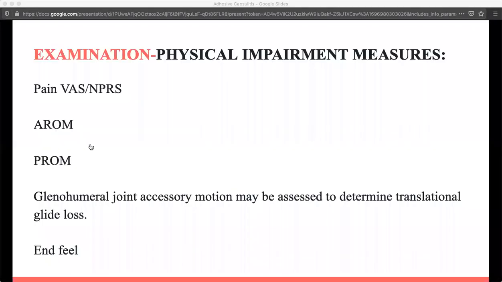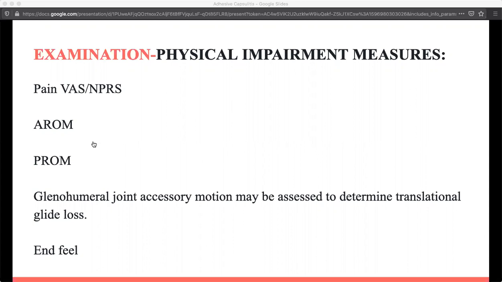Okay, so let's go on. What are the typical physical impairment measures? What are you measuring? What are you checking? Your examination should contain a pain scale. You can use the VAS or NPRS. VAS is visual, so you show them a strip 0 to 10 centimeters and they mark a circle, and NPRS is more verbal. Okay, on a scale of 0 to 10, how bad is your pain?